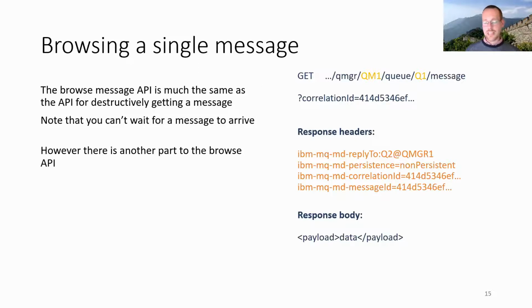One thing I'd say you can't do with this is wait for a message to turn up. You can't do a browse with wait with the messaging REST API. We haven't added support for that. If it's important to you, then do let us know. But there is another part to the browse API. So this one looks at an individual message.